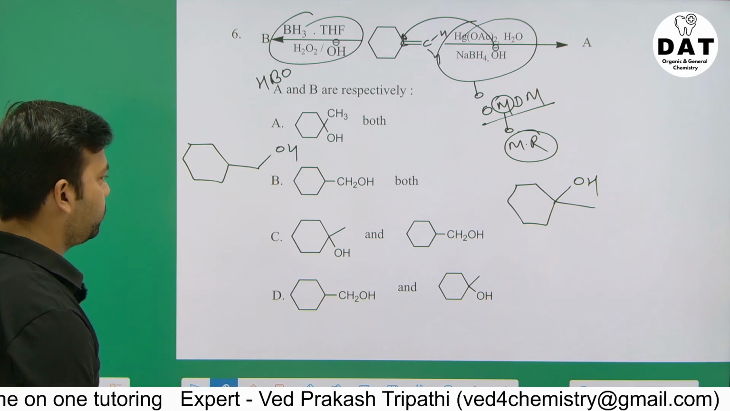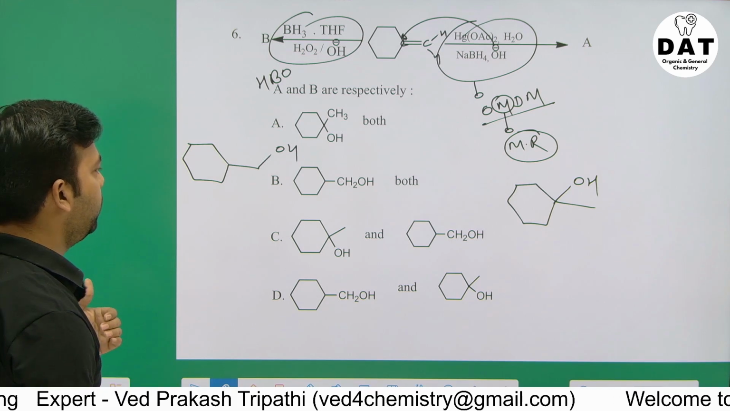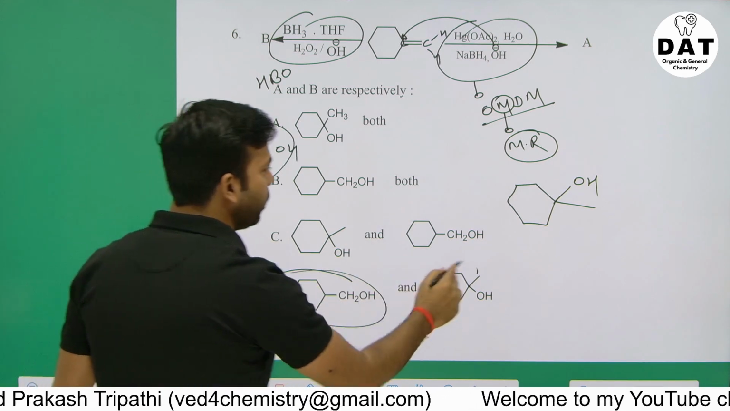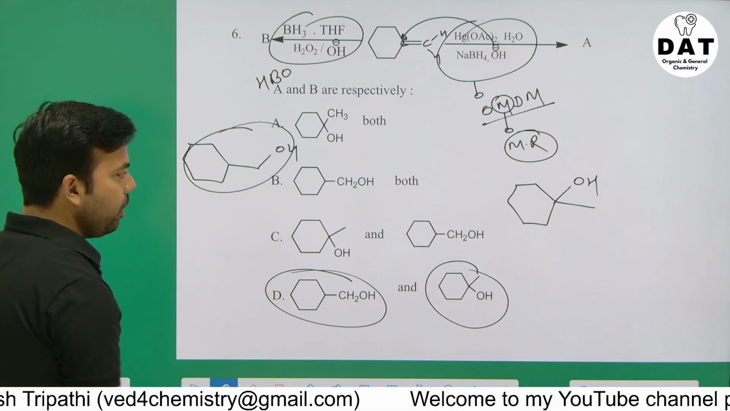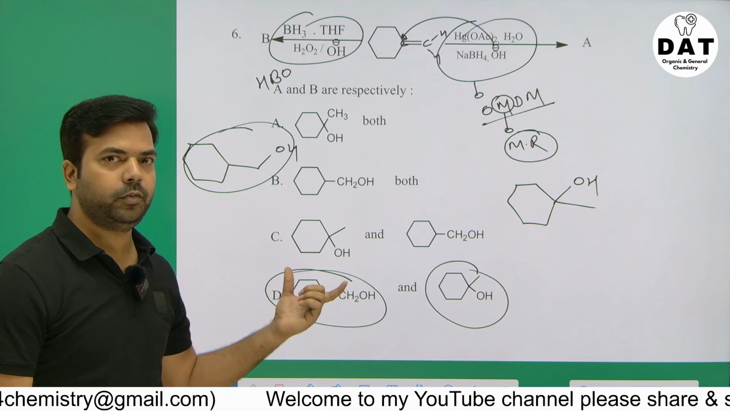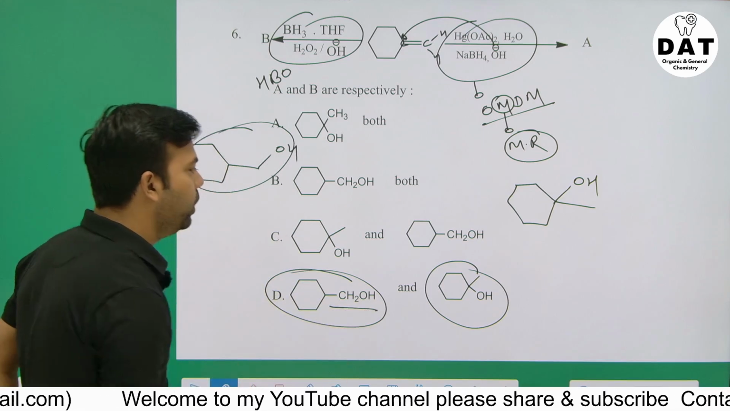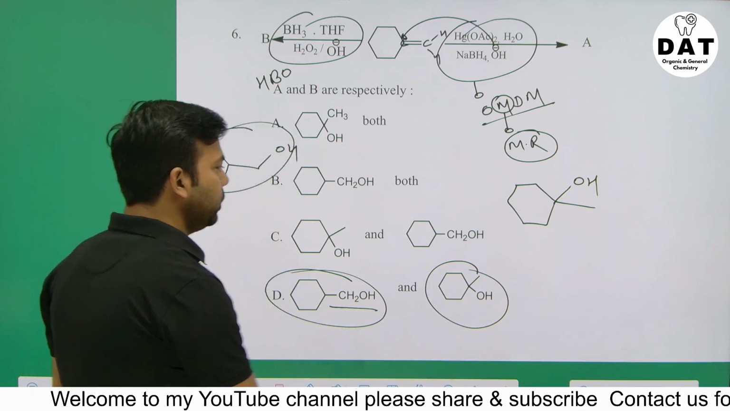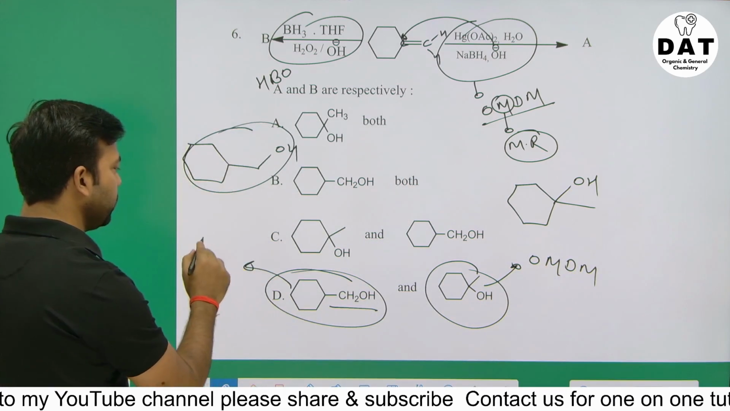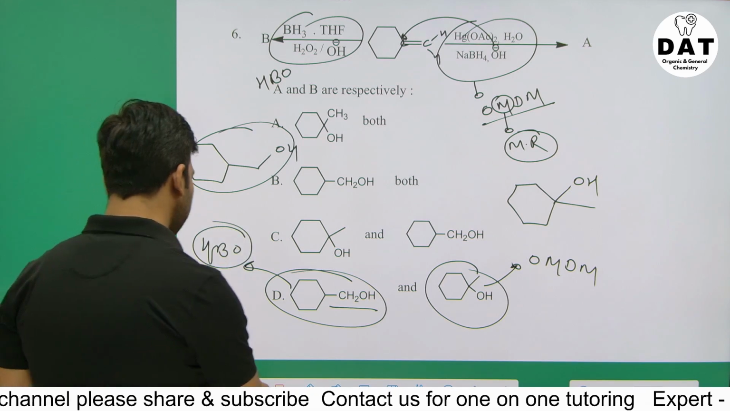So which option? So the left one is CH2OH, here you can see, and the right one is a tertiary alcohol, this one. You know, here C and D, they both are correct if you are talking about the combination, but you have to select the left and right. So left is your primary alcohol here and this is tertiary. Okay, so this is from OMDM and this one from HBO, hydroboration oxidation. Clear? So this is question number 6.